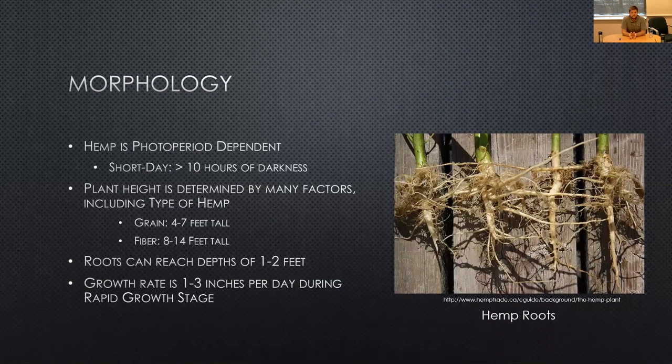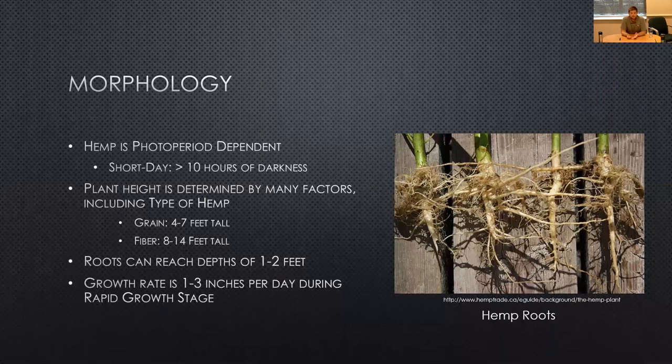So hemp is a photoperiod dependent crop. It's a short day crop, which means that as the days get shorter, and more specifically our nighttime hours get longer, this is what initiates flowering. So really we're looking at the summer solstice, June 21st. Anytime after that, we should start seeing these plants go into their reproductive phase.